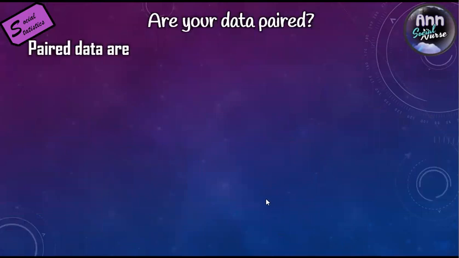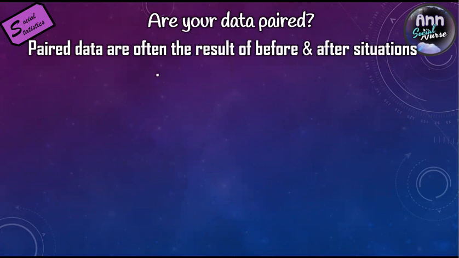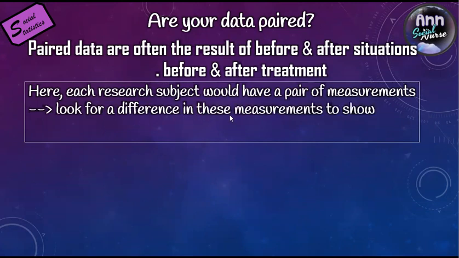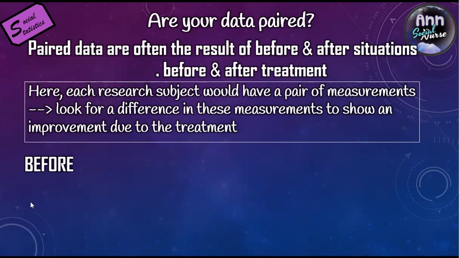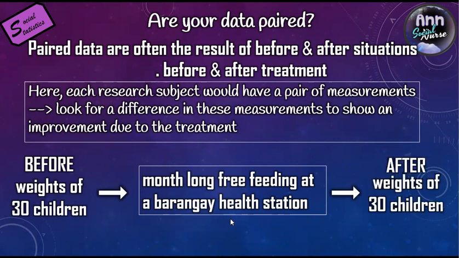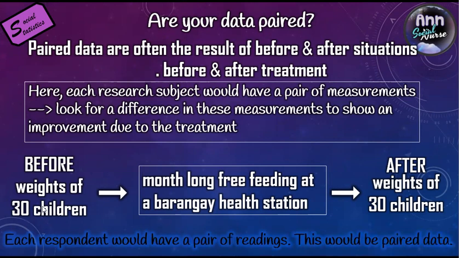Are your data paired? Paired data are often the result of before and after situations. Before and after treatment, for example. Here, each research subject would have a pair of measurements. Look for a difference in these measurements to show an improvement due to the treatment. So before, weights of 30 children. Then you introduce a month-long free feeding at a barangay health station where these children are going to eat healthy, nutritious food for 1 month. Then you obtain the weight thereafter a month. So each respondent would have a pair of readings of weight before this treatment and after the treatment. This would be paired data, and for our purposes of computation, before is X and after is Y.